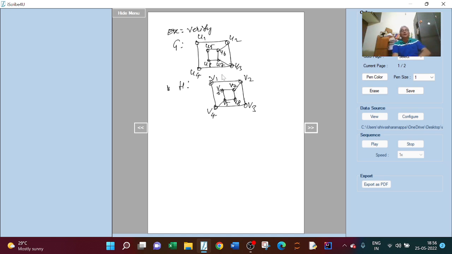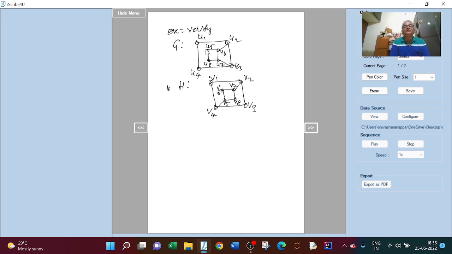Or we can say it like this also. See, V1 is a vertex of degree 2, and this is adjacent with a vertex of degree 3. If you consider the degree 2 vertices, U1 is a vertex of degree 2. This is adjacent with a vertex of degree 3 and 2. And U4 is a vertex of degree 2 adjacent with a vertex of degree 2 and degree 3.